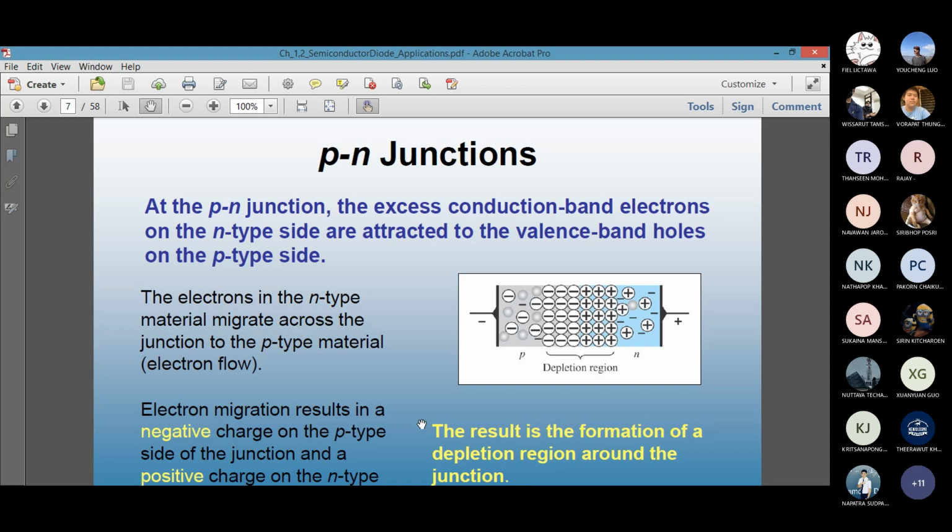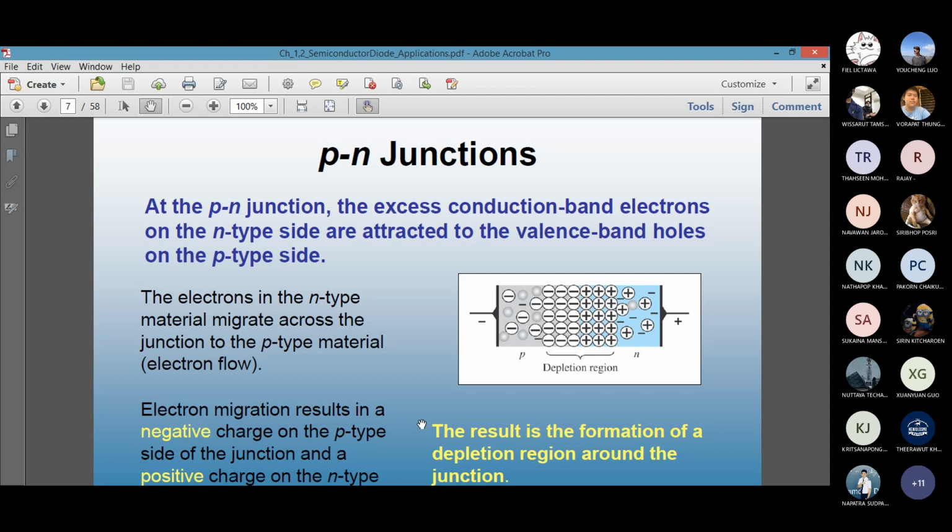What about the reverse bias? If you reverse bias, what happens to the depletion region? Stays the same. I'm afraid it is not the right answer.